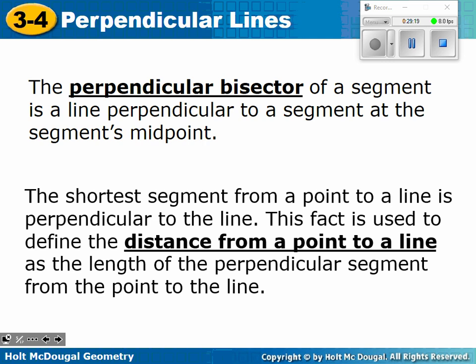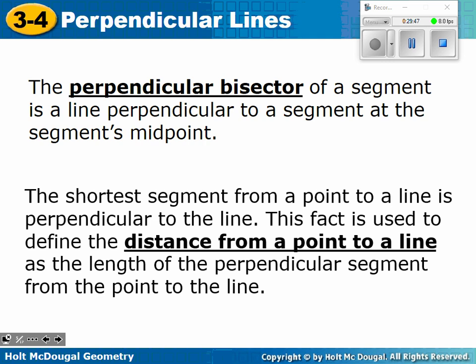When we constructed the bisector of a line segment, when we did that construction, we just put our compass on one end point and made a big arc, and then put it on the other end point and made a big arc, and we drew the line that went through it. That line bisected the segment, but it was also perpendicular to the segment. We just didn't call it a perpendicular bisector.